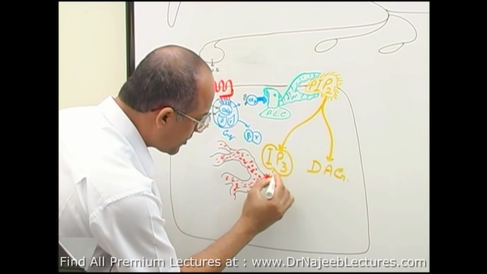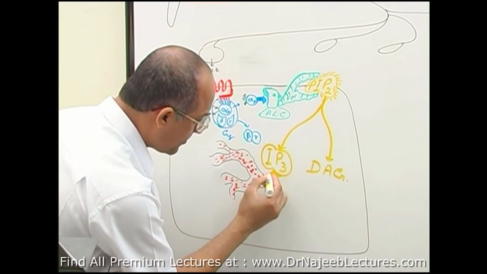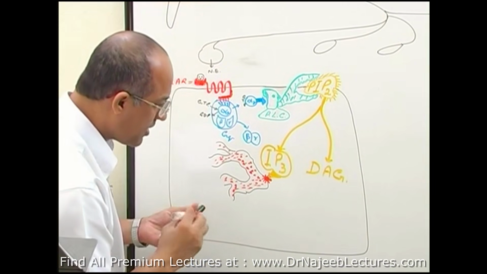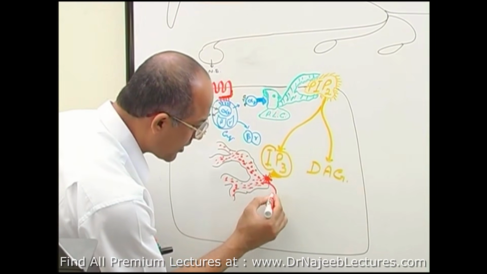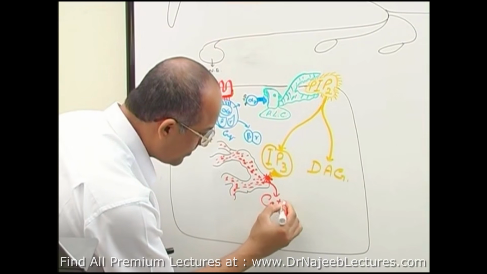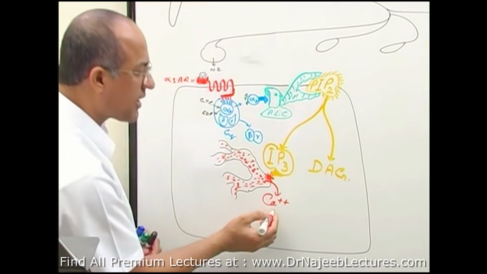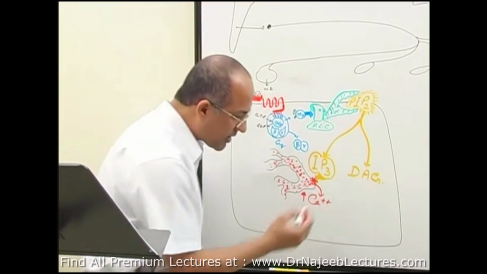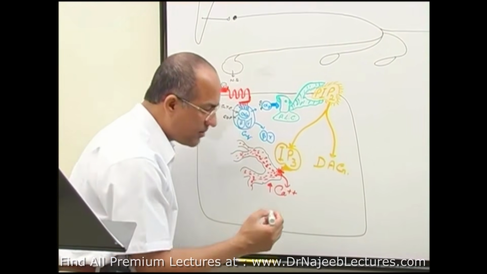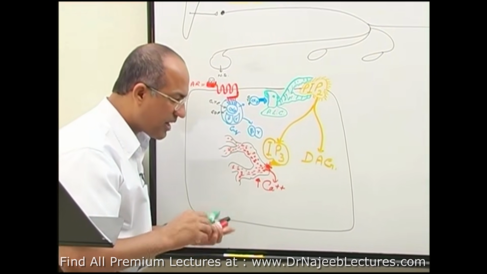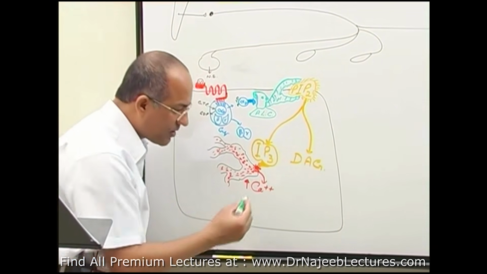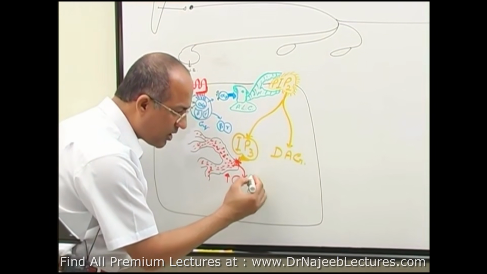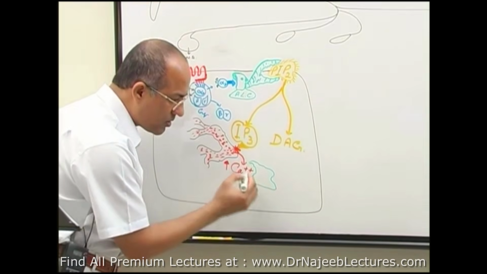IP3 will stimulate this pump. When this pump or exchanger is stimulated by IP3, calcium will come out, and intracytosolic calcium levels will go up. And this calcium will bind with a special type of kinases, right? Calcium will bind with calmodulin. You know the protein called calmodulin, right?